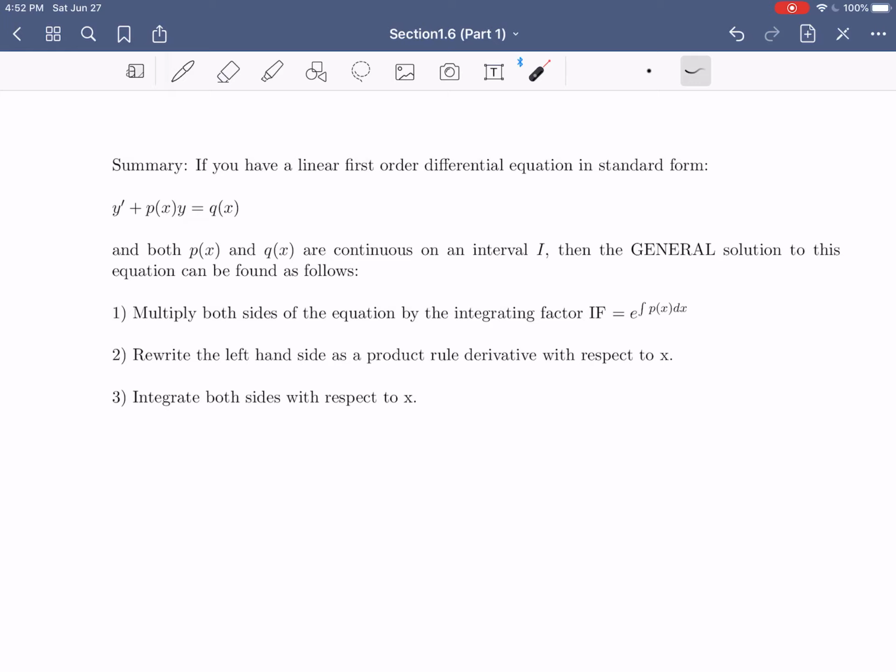So, in our examples, we'll always be using these 3 steps. And technically, you should imagine that there's a preliminary step of making sure you put it into standard form. Once it is in standard form, you multiply by the integrating factor, rewrite the left-hand side as a product rule, and then integrate both sides with respect to x. Okay, let's get in and take a look at some examples here.